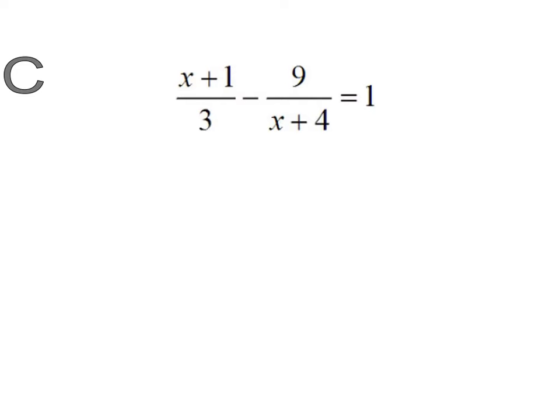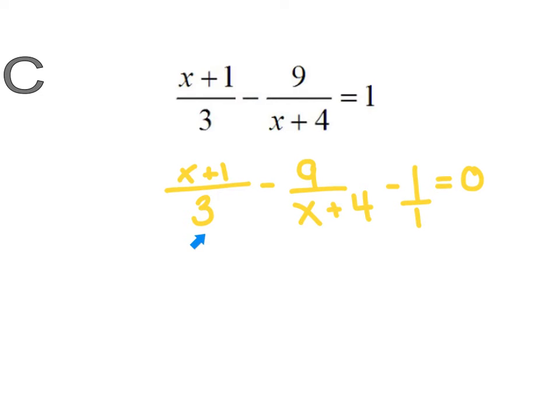Let's do another example. In this particular example, this time we have a value on the right side. So I know I'm going to have to bring that over to the left, and I'm also going to need to create a common denominator. So I'm going to have x plus 1 over 3 minus 9 over x plus 4, and I'm going to subtract 1 equal to 0, and now I'm going to consider my least common denominator. So of course the 1 would be the same as 1 over 1. Looking for my common factors, I have 3, x plus 4, and 1. So my least common denominator is going to be 3 times x plus 4.